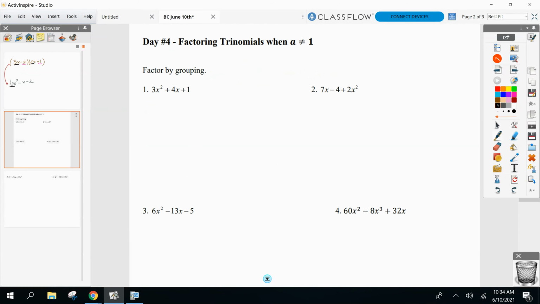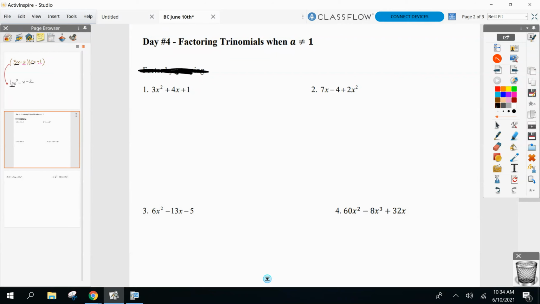Here we go. 3x squared plus 4x plus 1. I know, hey, it says factor by grouping. You might as well just cross that out. I'm not doing that method here. Okay, I have my reasons why, too. All right, we're just going to do a method I call guess and check. I don't have a fancy way of putting it. I call it guess and check.